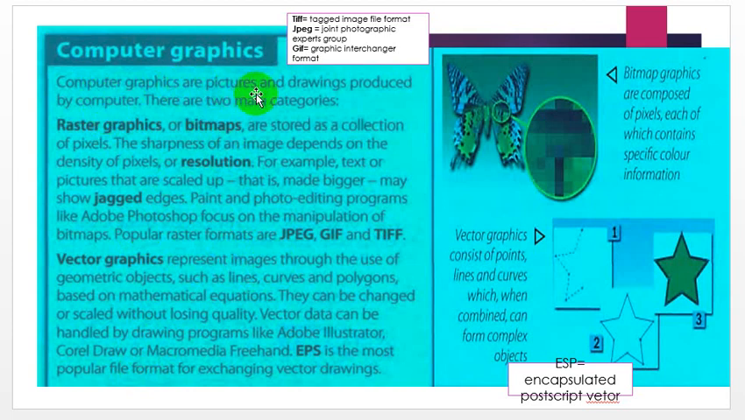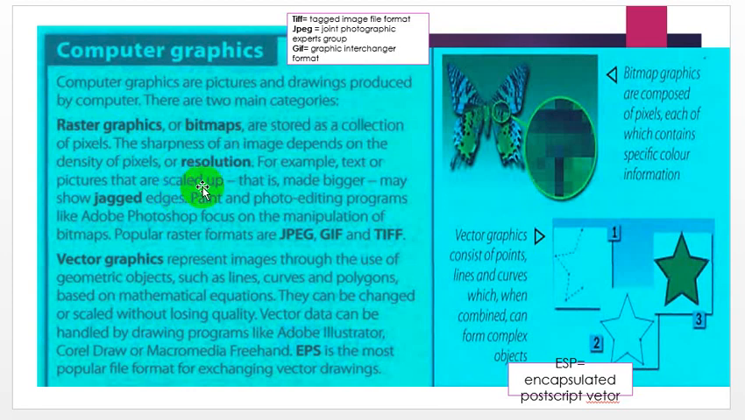Computer graphics are pictures and drawings produced by computer. There are 2 main categories. I read computer graphics. Okay, listen please. Raster graphics and bitmaps are stored as a collection of pixels. The sharpness of an image depends on the density of pixels. Density means the quantity of pixels that a picture consists of, or resolution.